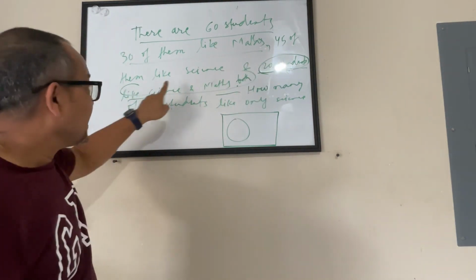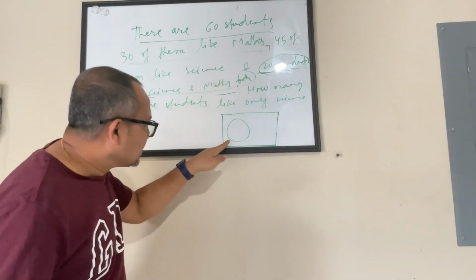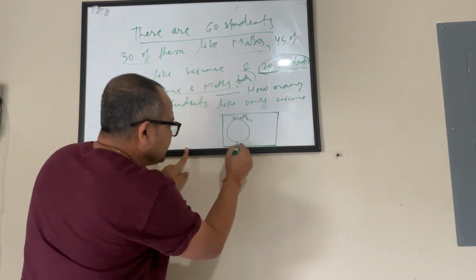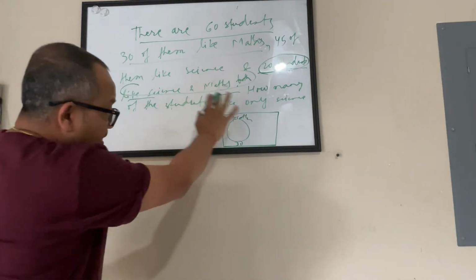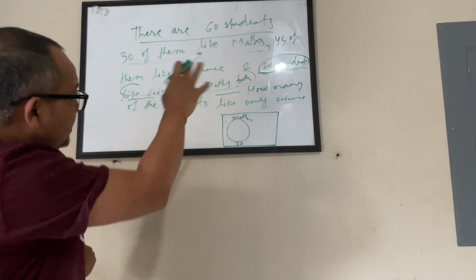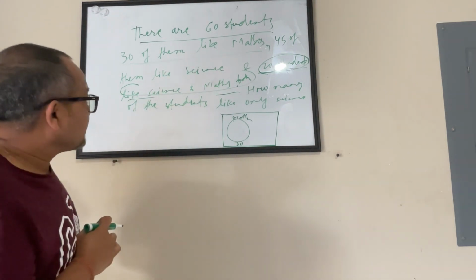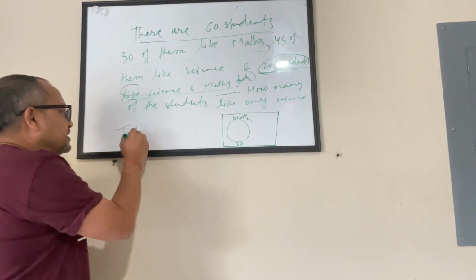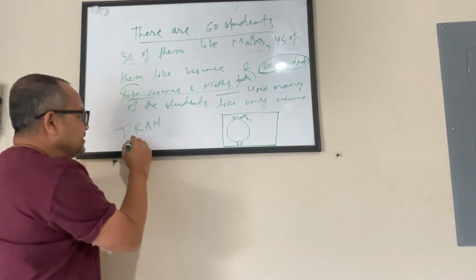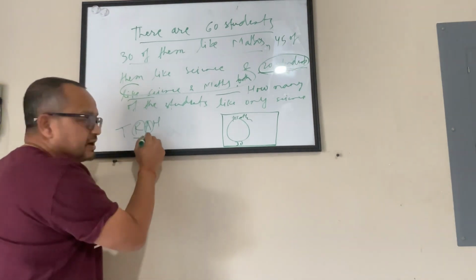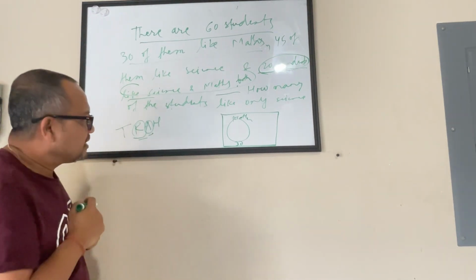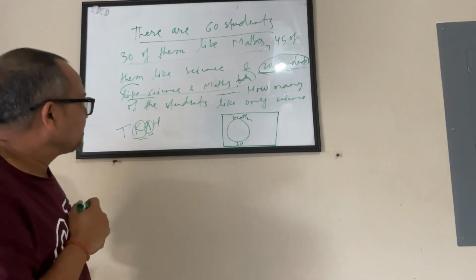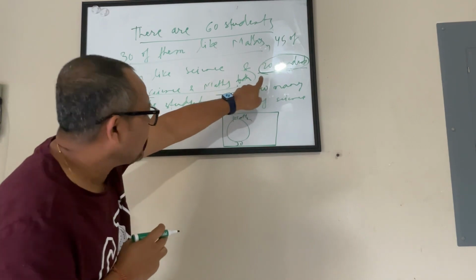45 of them like science. So there will be one more circle like this. Let me say math and 30. The whole circle is 30. I'm reading the next two sentences. 45 of them like science. So what it makes me believe, using my technique, read and analyze, which I'm doing right now, is that there will be one more circle for science with 45. But let me see what extra information I have here.